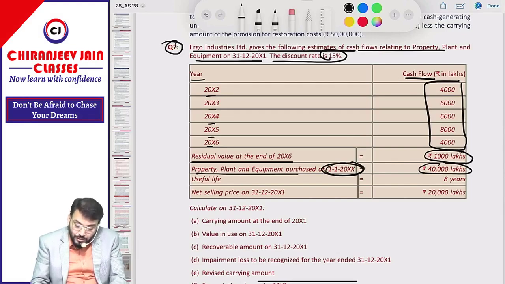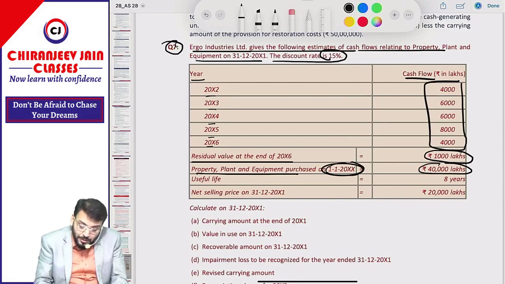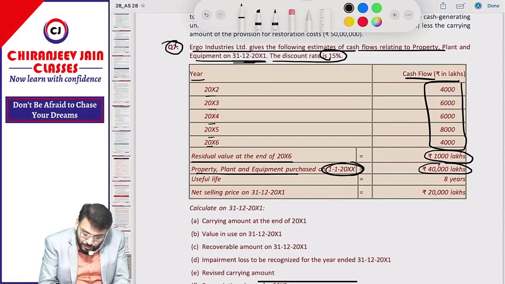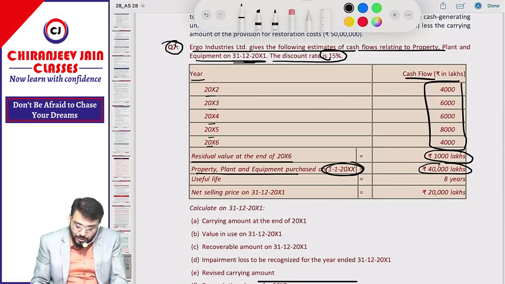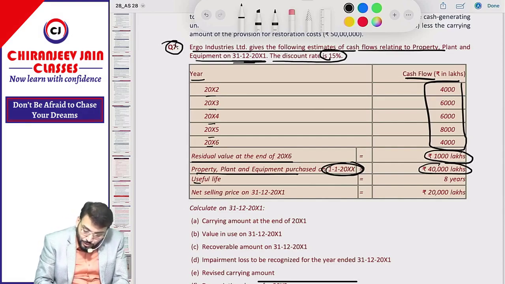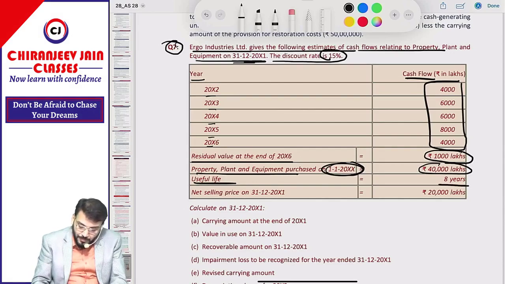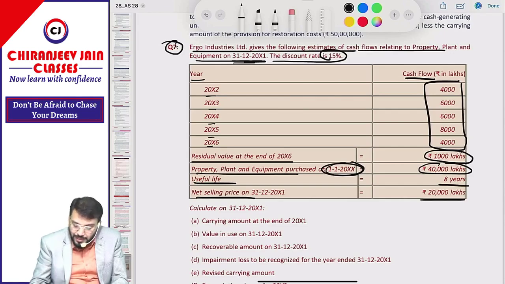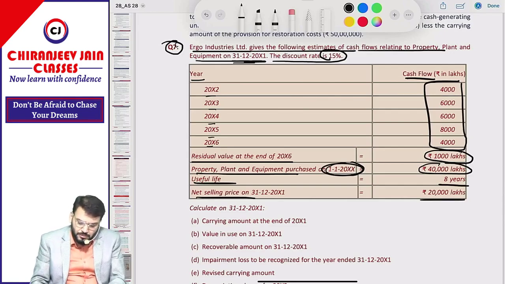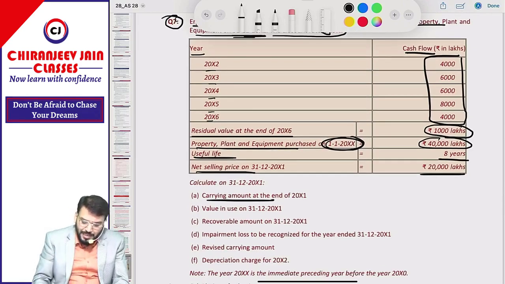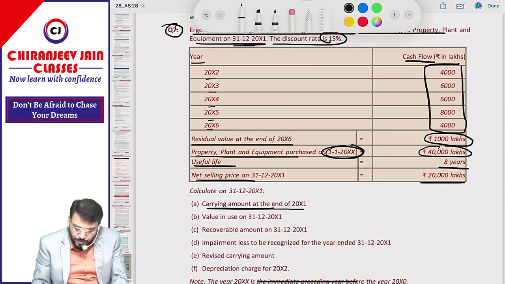40,000 lakh. So it means we need to first find out the carrying amount as on 31st 12 2001. Are you able to understand? Correct. Useful life is given 8 years. Net selling price given 20,000 lakh. We can do it. So the carrying amount at the end of 2001 we need to find out. It is given 1/1/2000.